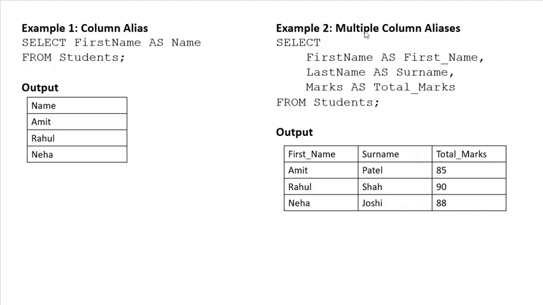The second example is multiple column aliases. SELECT first_name AS first_name, last_name AS surname, marks AS total_marks FROM student; The output shows the column titles as first_name, surname, and total_marks.